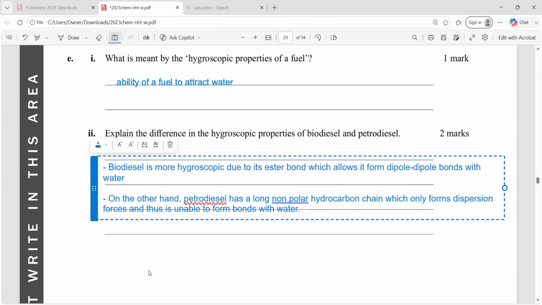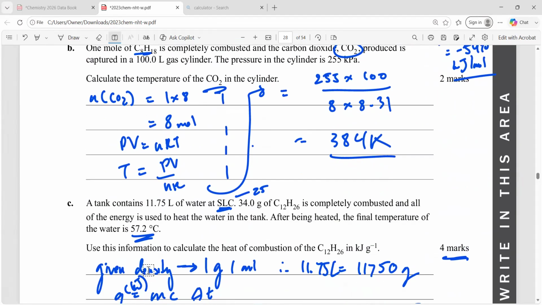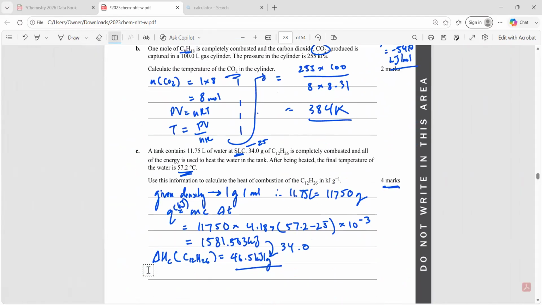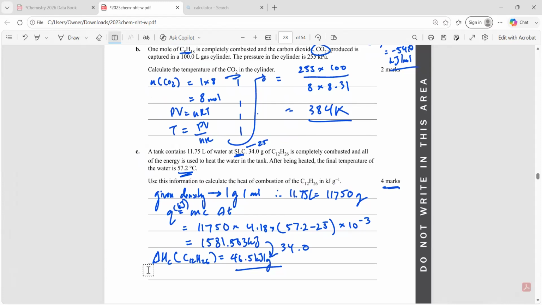Cool. Pretty easy. Sorry, my handwriting was very messy, but hopefully that's correct.